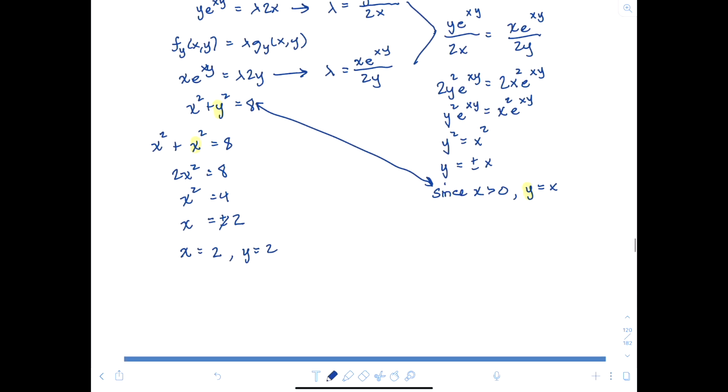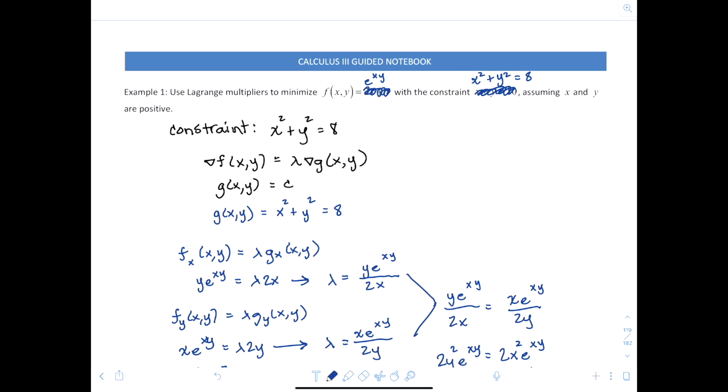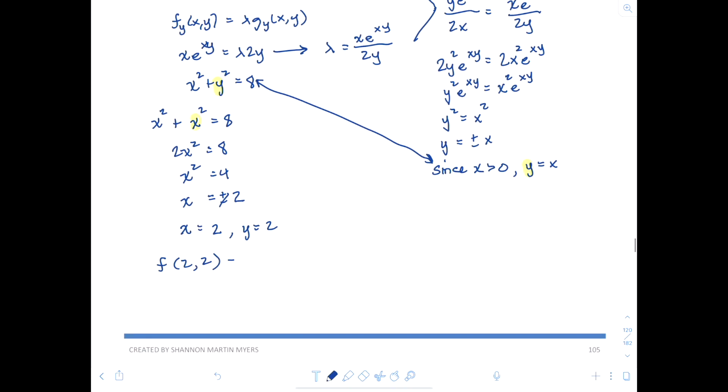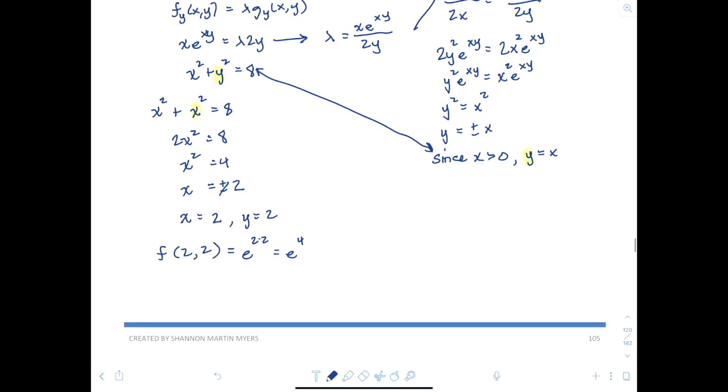And what will happen is f at (2, 2) will be... sorry, my bad, we're maximizing this. I forgot to change that part too. Maximizing. So f(2, 2), which equals e raised to the 2 times 2, which is e to the 4, is going to be the maximum taking into account this constraint. Cool?